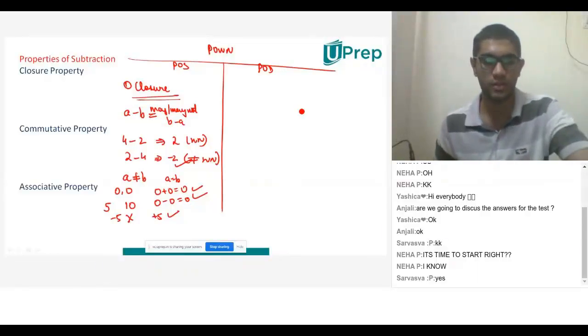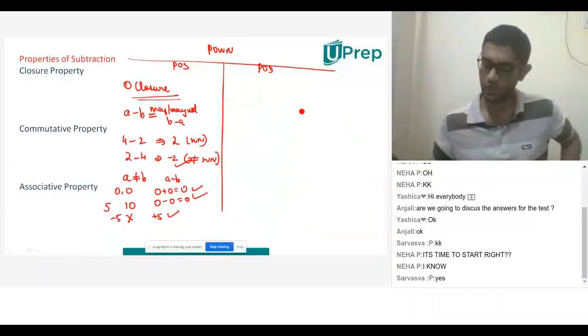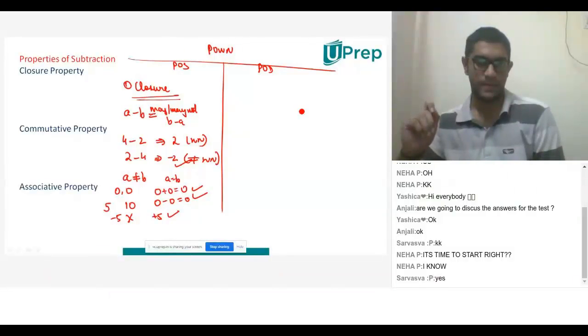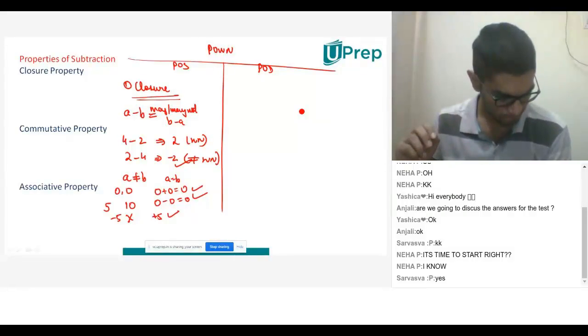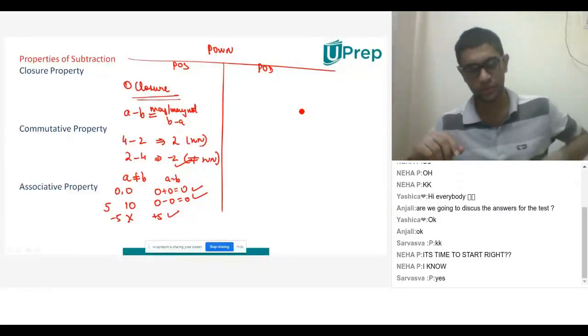Now, what is the closure property of division, guys? Anyone who can tell me the closure property of division? Yes, speak. Closure property of division is if any two whole numbers are divided with each other, the answer should also be a whole number. Okay. Anyone will tell me the answer?